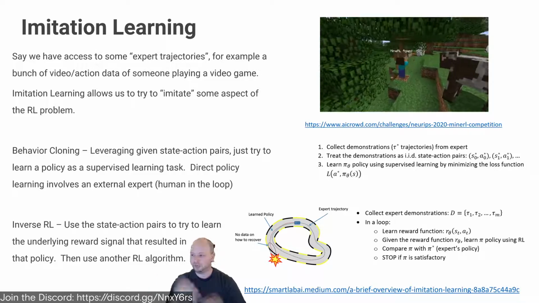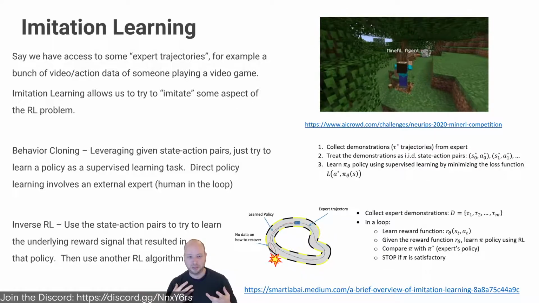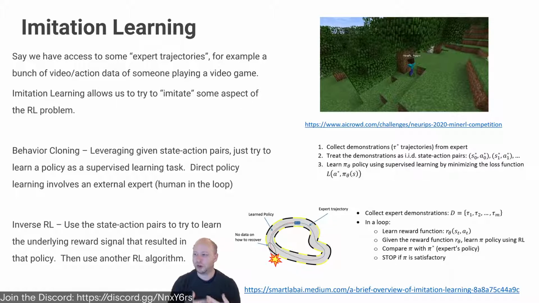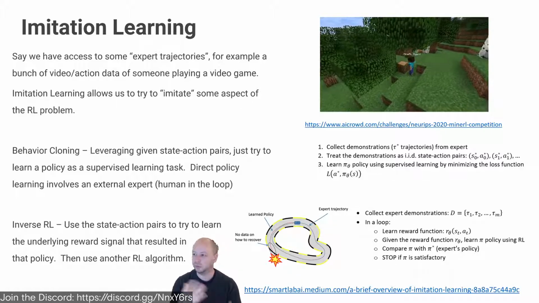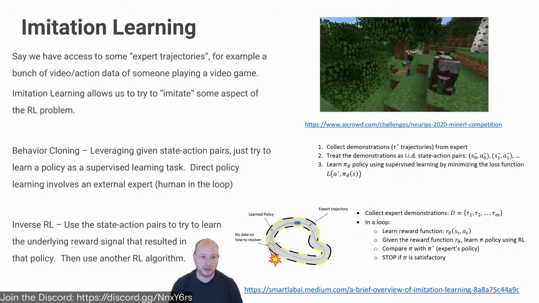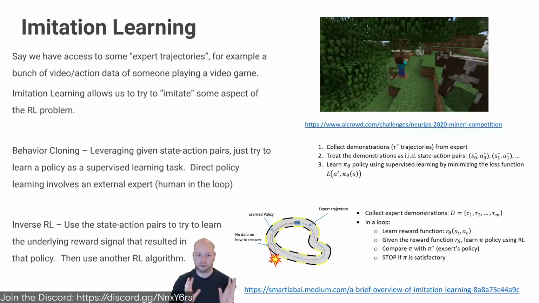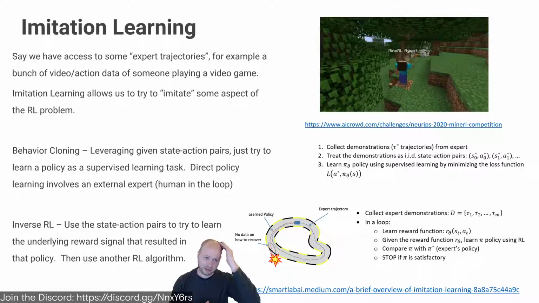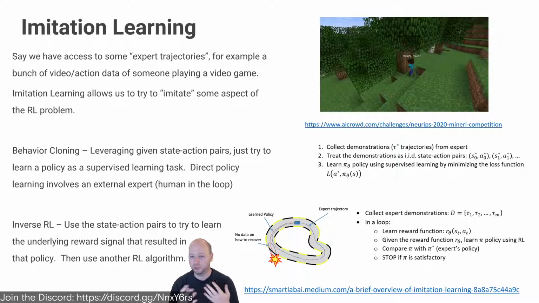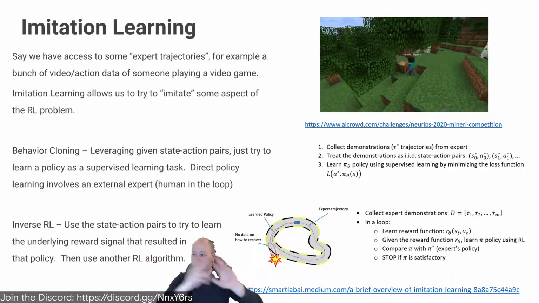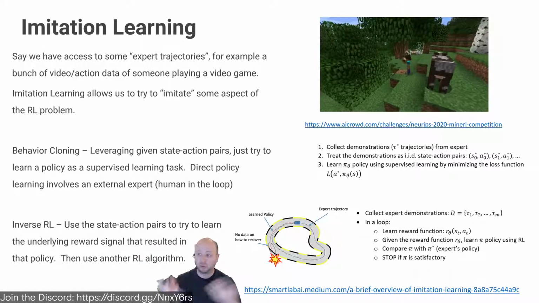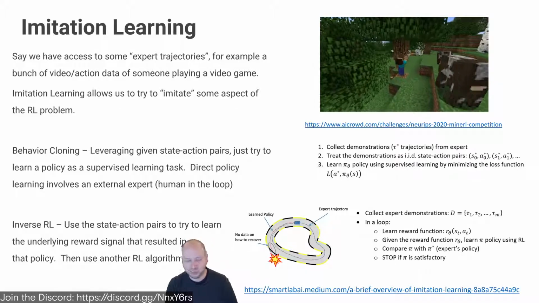But say we have these trajectories, could we, in theory, find a way to learn something from this, without even having access to the environment? There's a variety of different topologies here. Imitation learning is all about trying to imitate some aspect of the RL problem given these expert trajectories. So in this case, we have a set of trajectories from an expert, meaning it's a human player or someone who knows what they're doing.